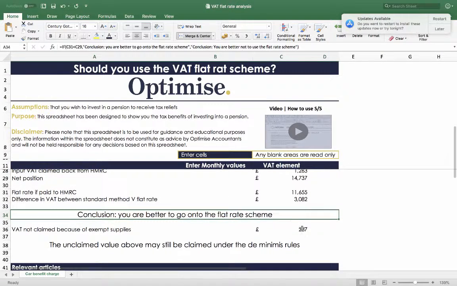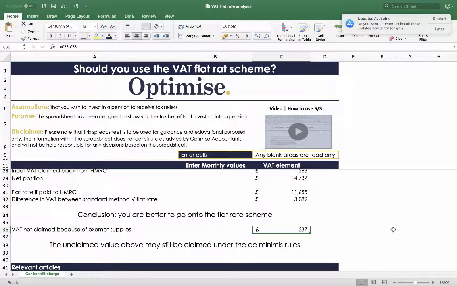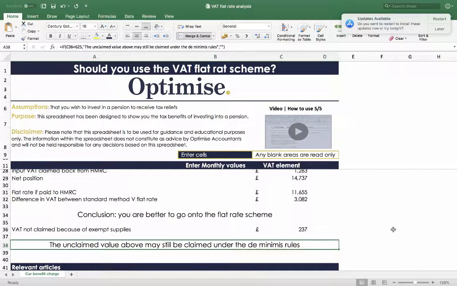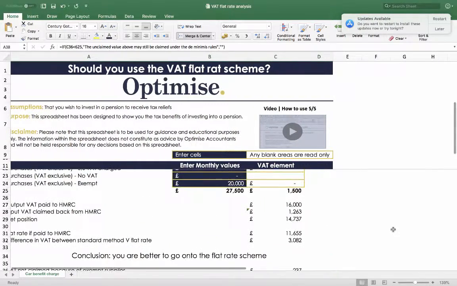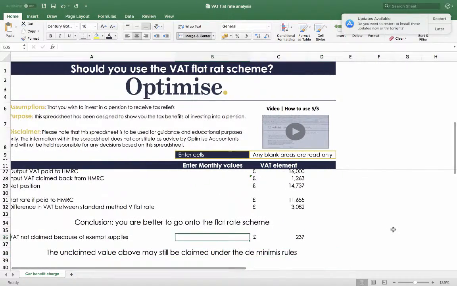And it also says, well, you've got some partial VAT that you weren't able to claim because of the residential rent. However, what it does say here, it does an automatic calculation, and it says VAT above may still be claimed under the de minimis rules. So you are allowed to claim £625 of exempt VAT, that was in the previous calculation up here, even though it suggests that you can't.